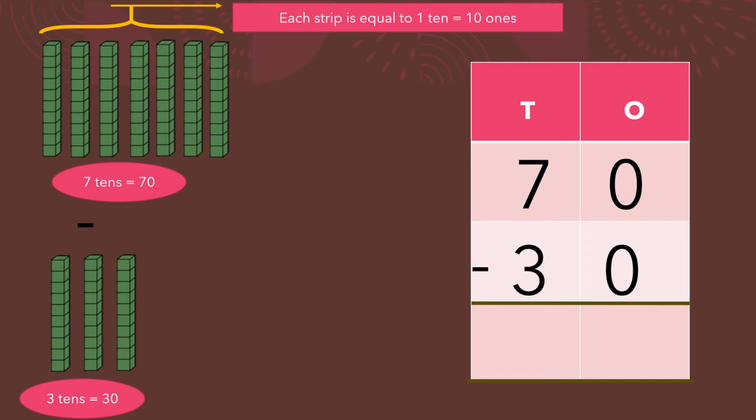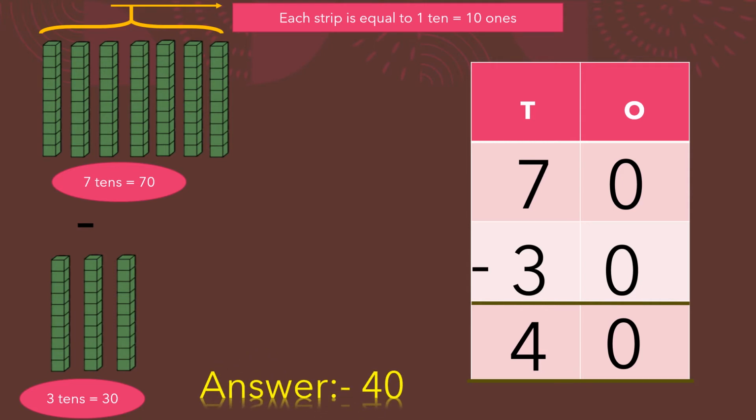Starting subtraction from the ones column, 0 minus 0 will be 0, and in the tens column, 7 minus 3 will be 4. So our answer is 40. Also, looking through pictures, in the first group we had 7 strips. If we cancel out 3 strips, we'll be left with 4 strips. That is 4 tens. That means the number is 40. In both the cases we see that we get the answer as 40.